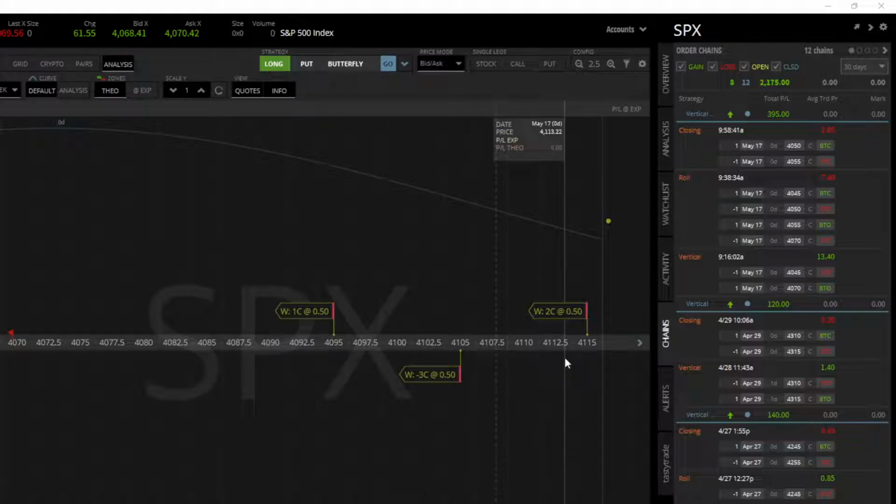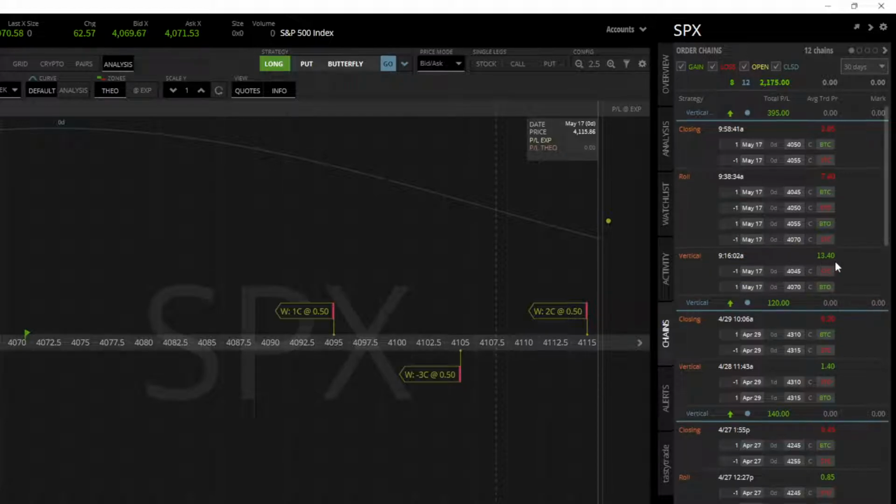So let's start over. This is a day trade that I put on today in the SPX, a slightly out of the money vertical spread. This trade was $25 wide, and I collected $13.40 in credit.